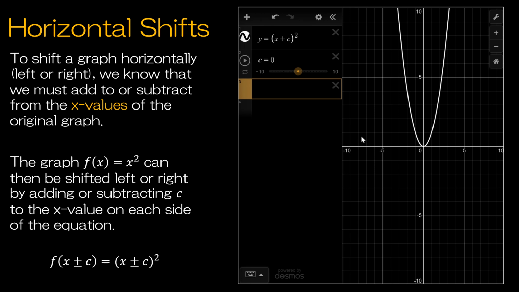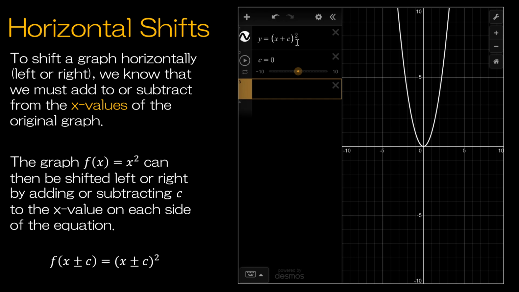In the same way that we talked about vertical shifts, let's talk about horizontal shifts. We know that the variable responsible for how far to the left or right of the origin is x. So in order to shift horizontally, we're going to have to add or subtract a value from the x value of the original graph. Now what that means here to us is that instead of f of x is equal to x squared, it's going to be x plus or minus some value, quantity squared. So let's take a look.